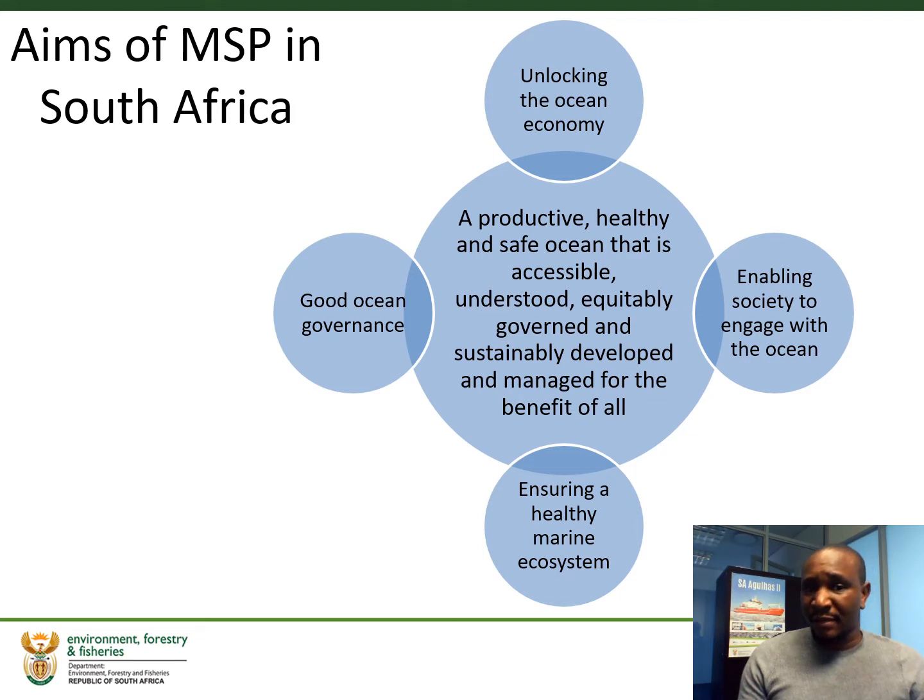So we have aims of MSP, and the first is the unlocking of the ocean's economy. This is an aim that is linked to the ocean's economy under Operation Phakisa, which was launched by the President in 2014. The second one is to enable society to engage with the ocean. The third one is to ensure a healthy marine ecosystem. And really this is the foundation, because without a healthy marine ecosystem, all the sectors in our marine environment will collapse. The last one is to promote good ocean governance through working together.